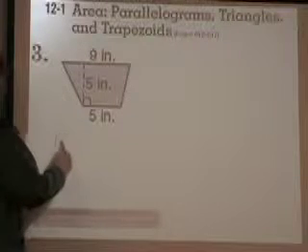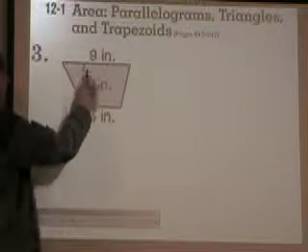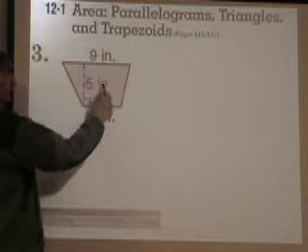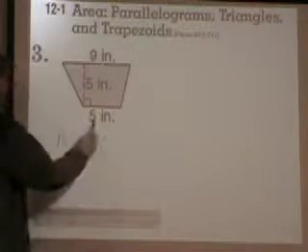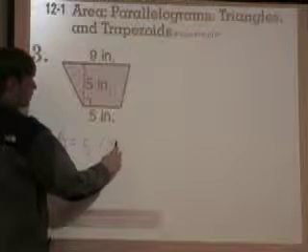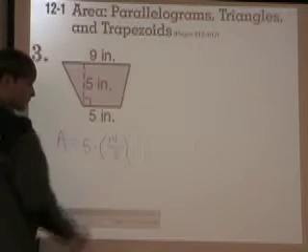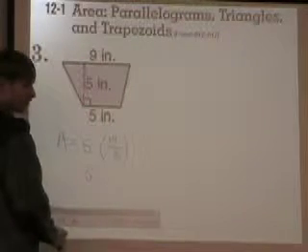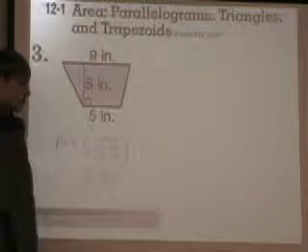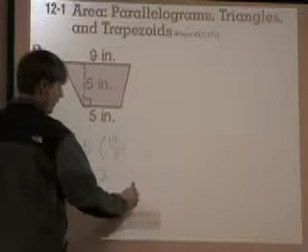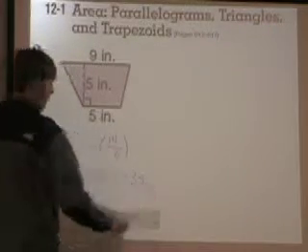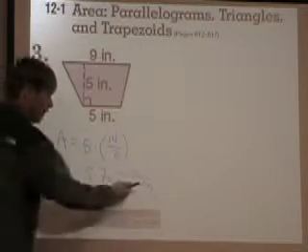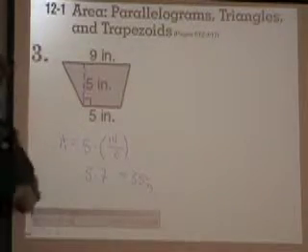Our formula for a trapezoid is area equals the height, which is 5, times base 1 plus base 2, which is 5 plus 9 is 14, divided by 2. So that's 5 times, what's 14 divided by 2? 5 times 7 is 35 inches. So the area, which is the inside of your figure, is 35 square inches.